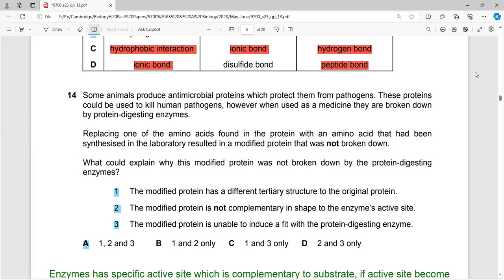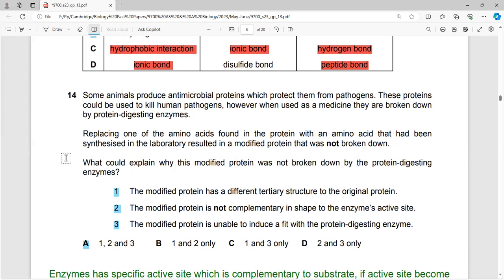What could explain why this modified protein was not broken down by the protein-digesting enzyme? Whenever this type of long question comes, you need to go through the question overall, then move to the question statement, thoroughly understand it, and mark it.